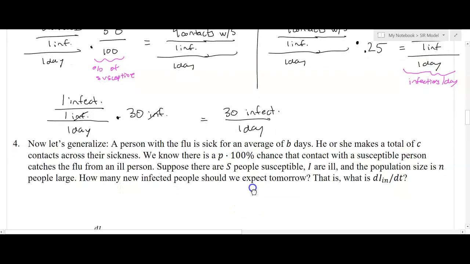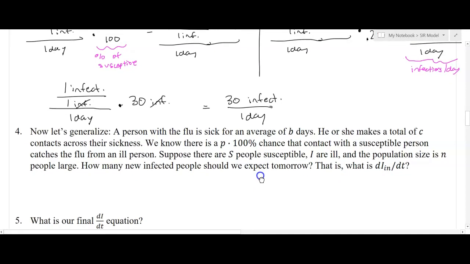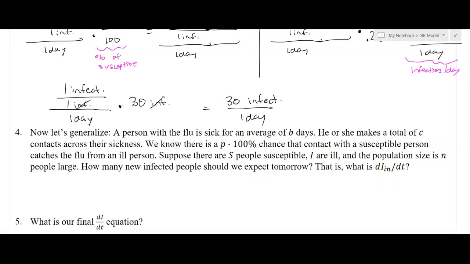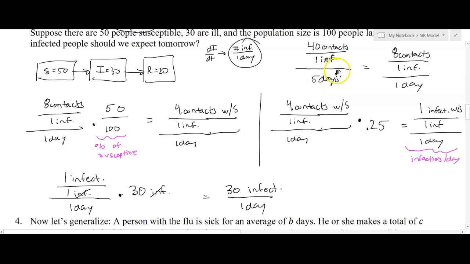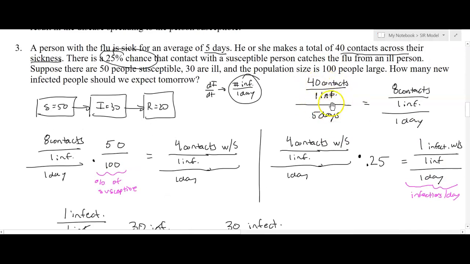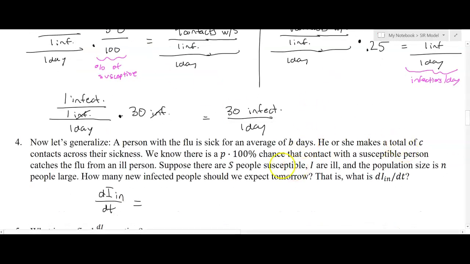Suppose there are S people susceptible, I are ill, and the population size is N people large. How many new infections should we expect tomorrow? That is, what is dI_new/dt? So that's what we computed above. In problem 3, we computed this, but we computed it with numbers. So what did we have to start with? Well, we started with the number of contacts across the sick period divided by the number of days. So we know that a person makes C contacts across B days.